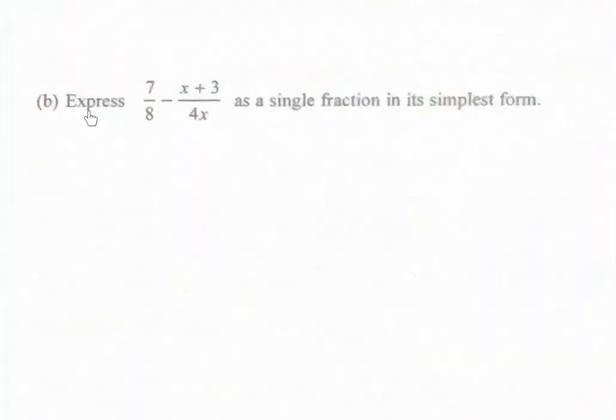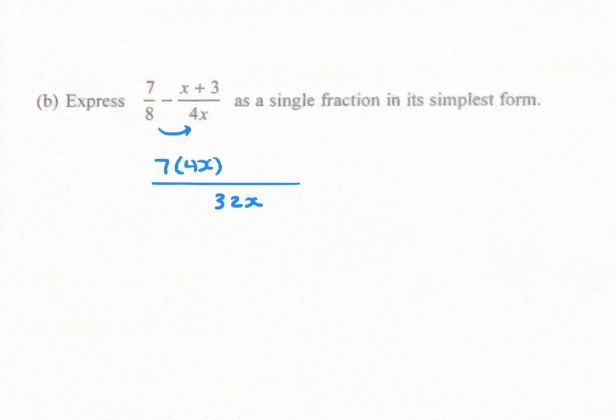Now B, express 7 over 8 minus x plus 3 over 4x as a single fraction in its simplest form. To subtract or add two algebraic fractions, you can multiply the denominators. So 8 times 4x equals 32x. Then cross multiply to find the numerator. So 7 times 4x minus 8 times x plus 3.